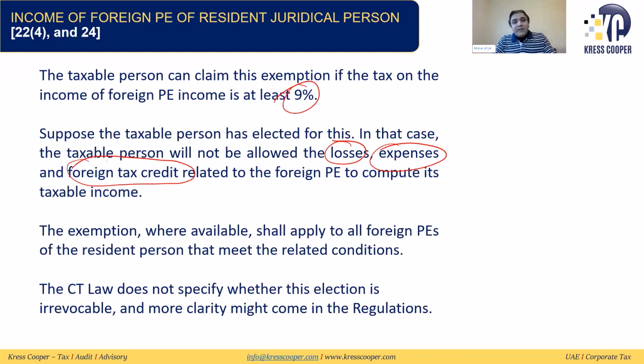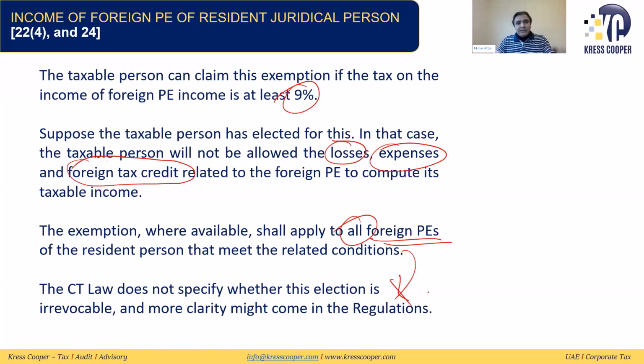The exemption, where applicable, shall apply to foreign PEs of the resident that meet the related conditions. All foreign PEs which meet all such conditions, it will be applicable on all of them. The law doesn't specify whether the election is irrevocable. More clarity might be in the regulations. We need to wait for it.